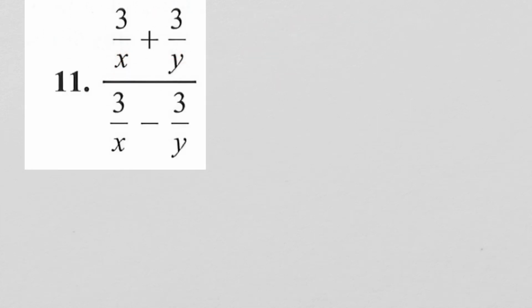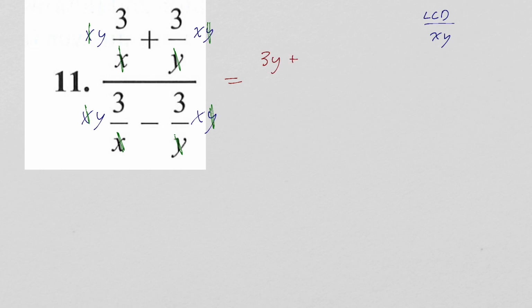Okay, we have an x, a y, an x, and a y, so the LCD is xy. So I'm going to take xy and multiply it by every fraction that we have. And then I'm going to cancel. This x cancels with this x, this y cancels with this y, x cancels with x, and y cancels with y, and we're going to be left with 3y plus 3x in the numerator over 3y minus 3x in the denominator.